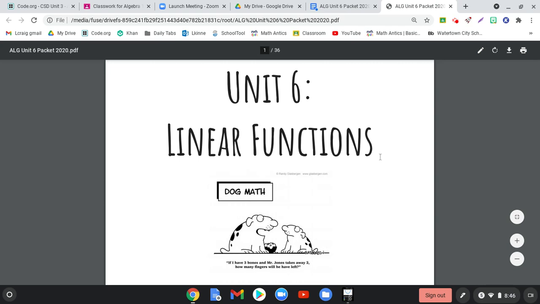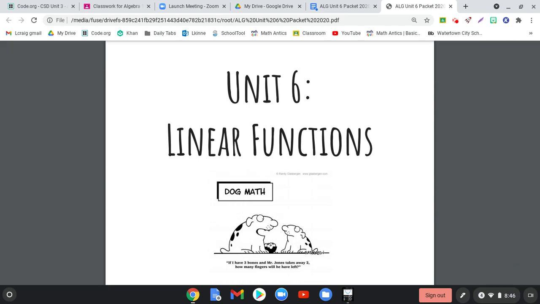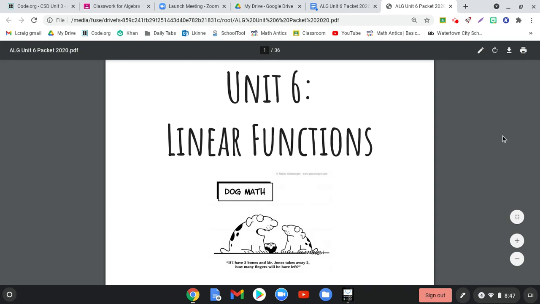Hello, everybody. We're going to start Unit 6 today, which is linear functions. Just a few things to mention about this unit. You'll notice that the packet is a little bit thicker than it typically is. We're going to spend a lot of time with linear functions. These skills will all be used next year in geometry or applied geometry. So it's really important that you understand how linear functions work.